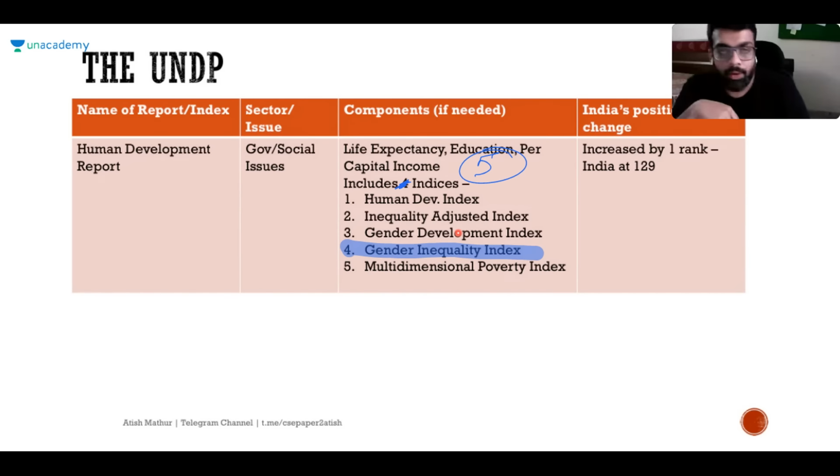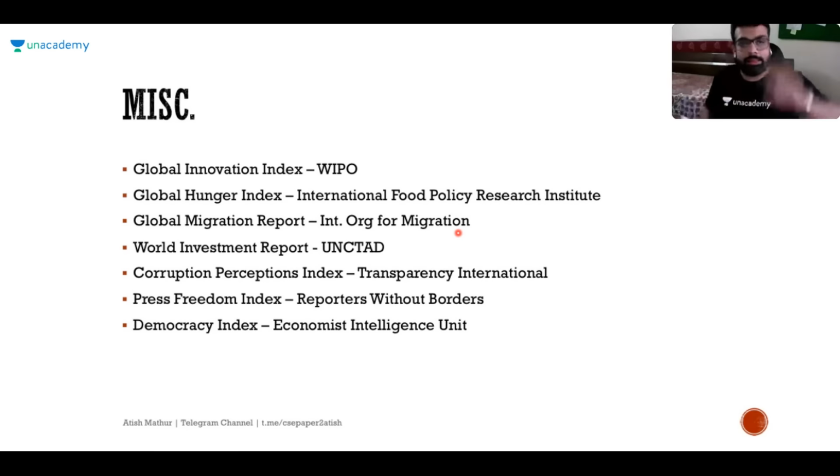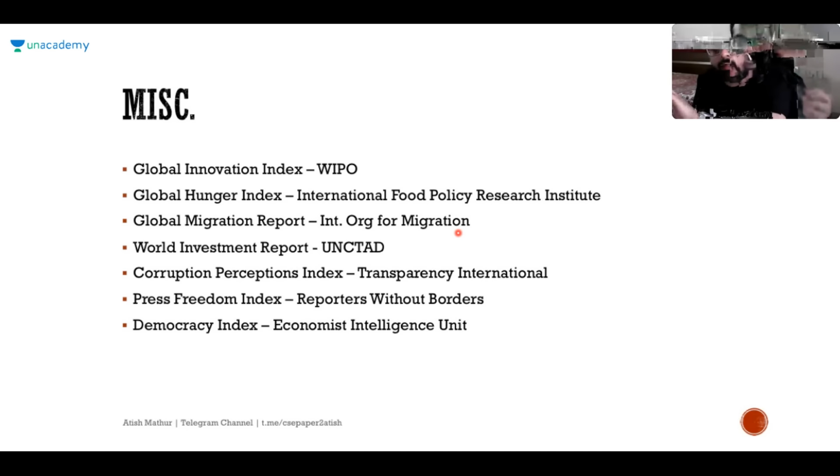Okay, all right. Miscellaneous: just the name of the index and the organization, just in case they ask. Okay, this is something we must look at.